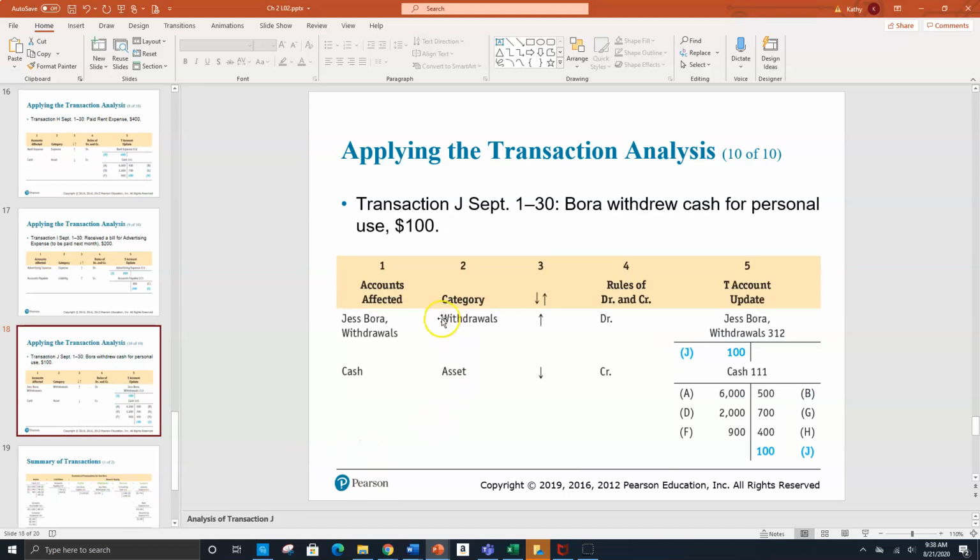Transaction J, owner withdrew cash for personal use, $100. So if an owner takes money out of the business to pay a telephone bill or just to have petty money for their weekend plans or something like that, that is withdrawals. So the accounts impacted are just withdrawals and cash. The categories are withdrawals and asset. We're increasing the withdrawal account, decreasing the asset account. Withdrawals, we debit to increase it, and assets, we credit to decrease it. And we update our T accounts accordingly.